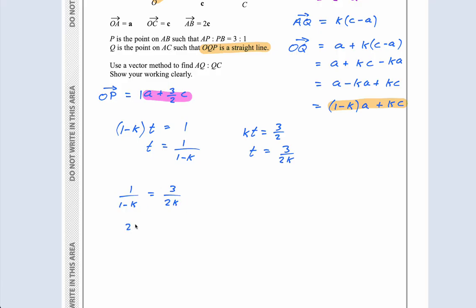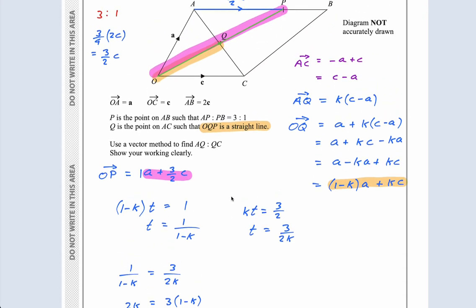Cross multiply, 2k is equal to 3 times 1 minus k. 2k equals 3 minus 3k. Add the 3k to this side, it gives me 5k equals 3, and then k is equal to 3 over 5. Okay, so I have found k. Am I finished? No. K is 3/5.